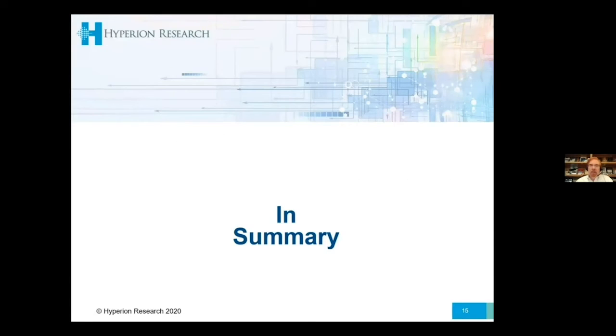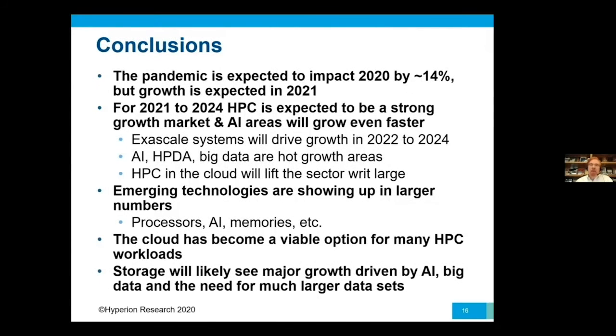So in summary, for all of the presentations we've made, our conclusions are the pandemic is expected to impact 2020 quite heavily, around 14%. And we are updating our forecasts every quarter. So the 14% may still move around some, although third quarter is looking fairly good right now. For 2021 to 2024, we do expect to see very strong growth as we have historically. And the exascale systems will drive a lot of that at the very high end. AI, HPDA, and big data are the hot growth areas across the market.